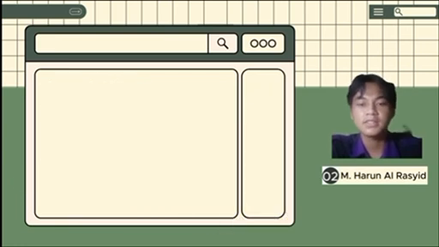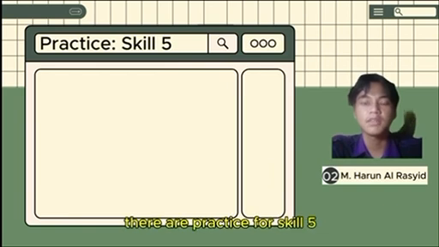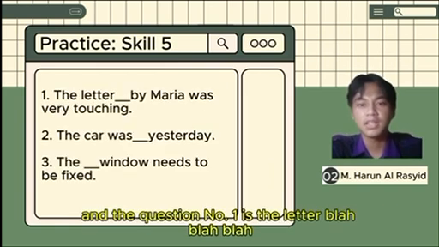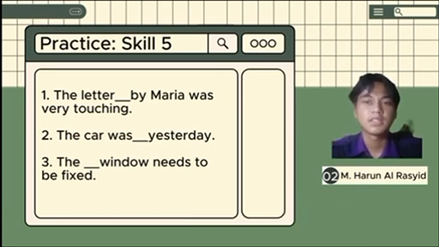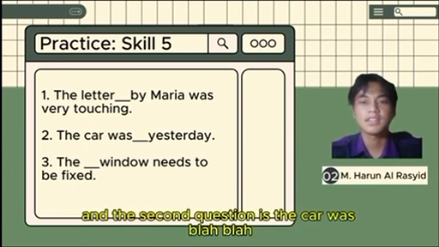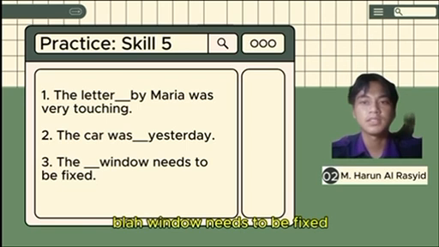And of course, same as before, there is practice for skill 5. There are 3 of them. Question number 1 is, the letter blah blah blah by Maria was very touching. The second question is, the car was blah blah blah yesterday. And the last one is, the blah blah blah window needs to be fixed.